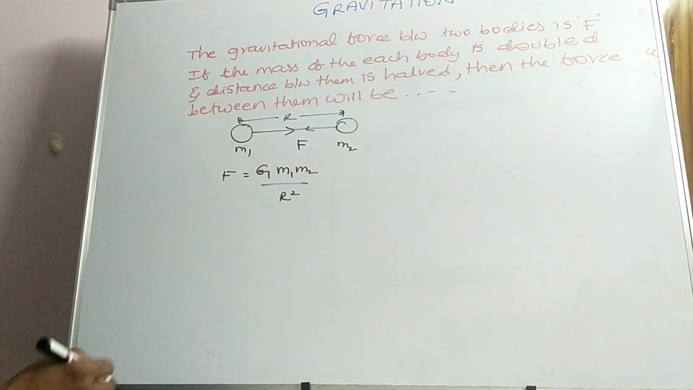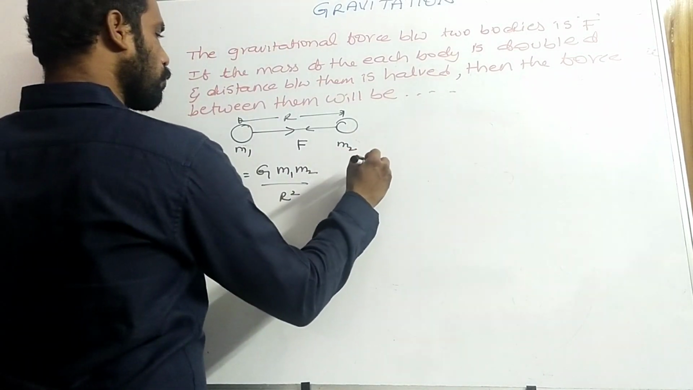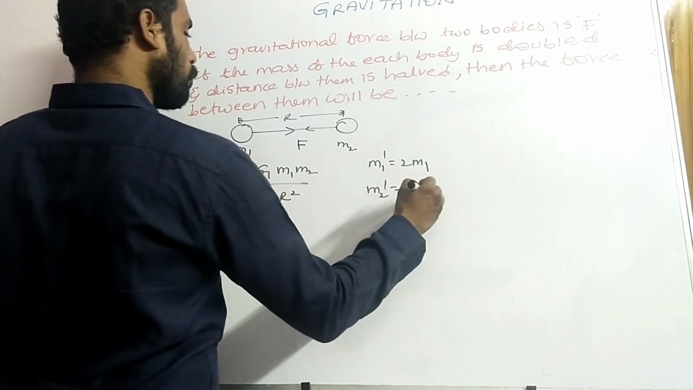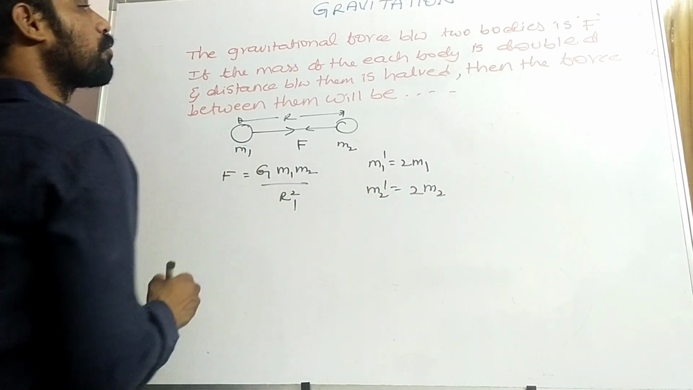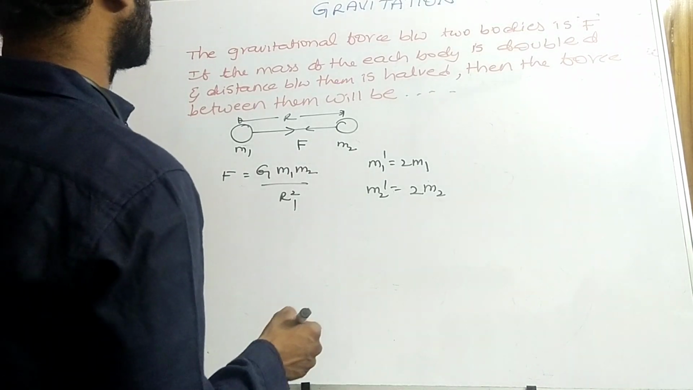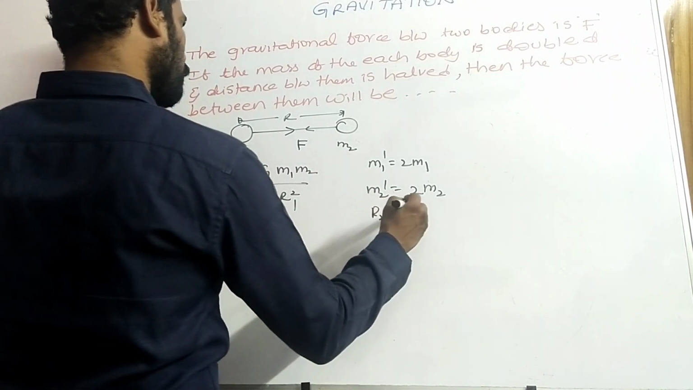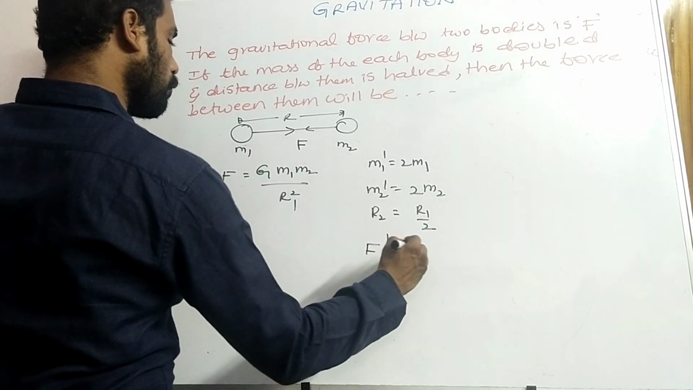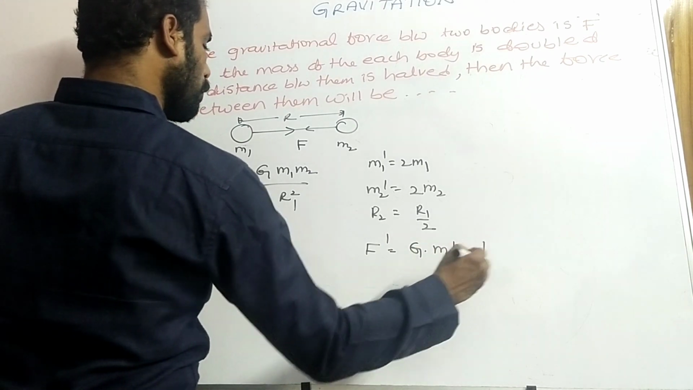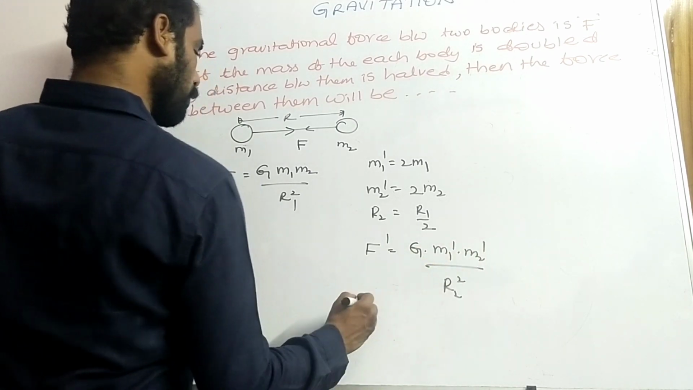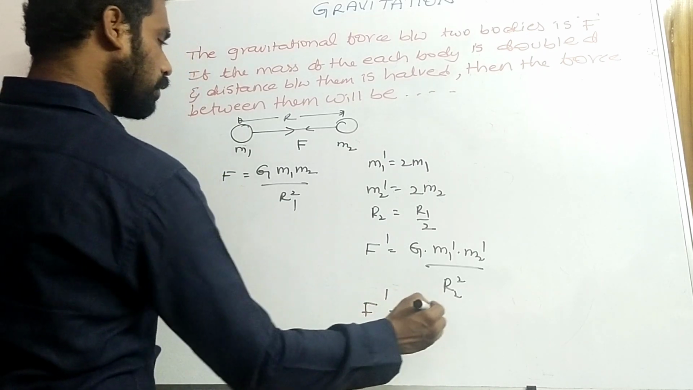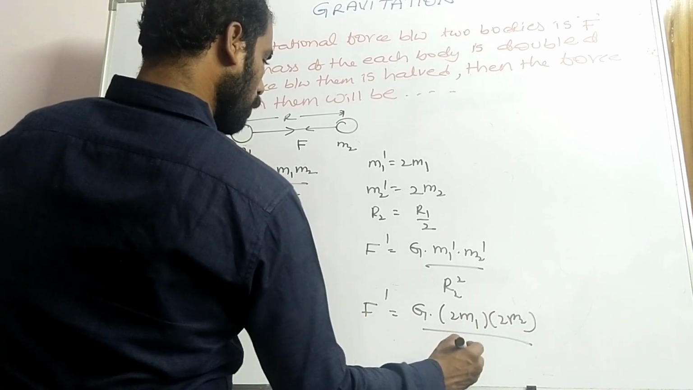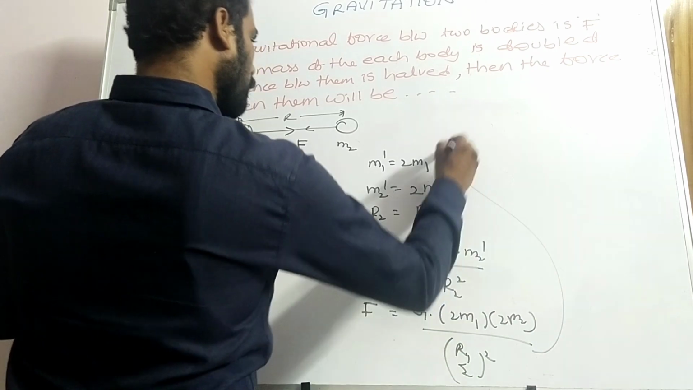Okay. Now see here, if the mass of each body is doubled, so m1 dash is equal to 2m1, m2 dash is equal to 2m2, and say r1 square, of course. Now the distance between them is halved, r2 is equal to r1 by 2. Now F dash is equal to G into m1 dash into m2 dash by r2 square. So F dash is equal to G into 2m1 into 2m2 by (r1 by 2) whole square.